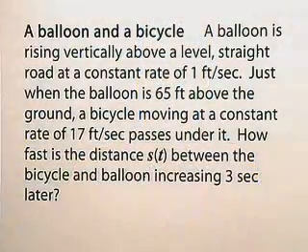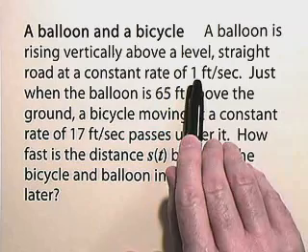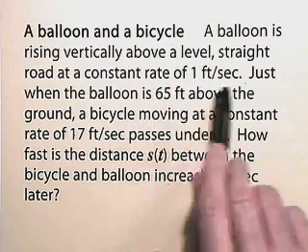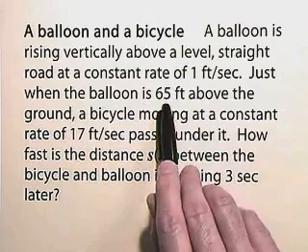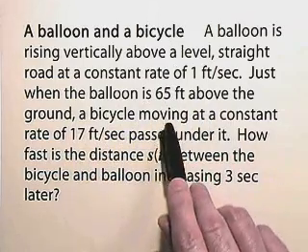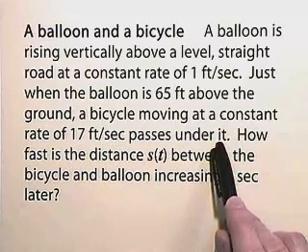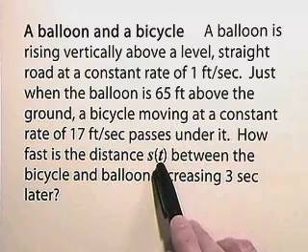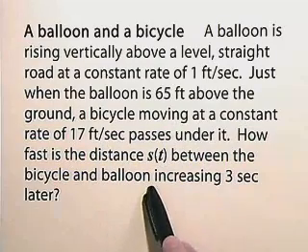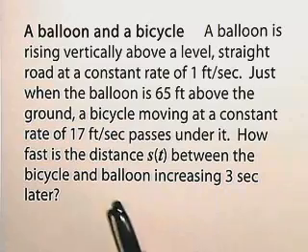Now let's work an applied problem where we're dealing with distance and everything's in motion. A balloon and a bicycle. A balloon is rising vertically above a level, straight road at a constant rate of 1 foot per second. Balloon is going up. Just when the balloon is 65 feet above the ground, a bicycle moving at a constant rate of 17 feet per second passes under it. How fast is the distance s(t) between the bicycle and the balloon increasing 3 seconds later?